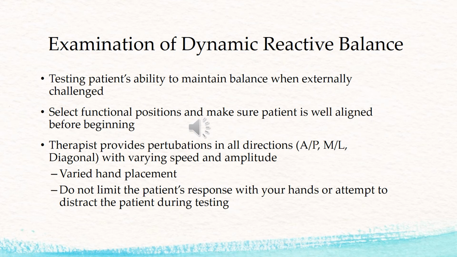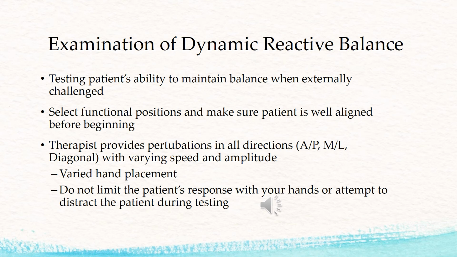From there, you're going to provide perturbations to the patient in all directions. So you want to make sure that you've assessed the patient's ability to respond to anterior and posterior perturbations, medial, lateral, and then on each of those diagonals. And you'll examine their response to the perturbation. You want to start with slow perturbation, so small amplitudes, less force, and then build as the patient can tolerate.